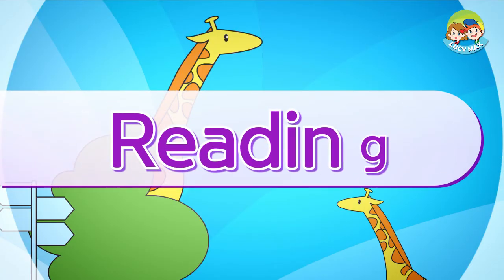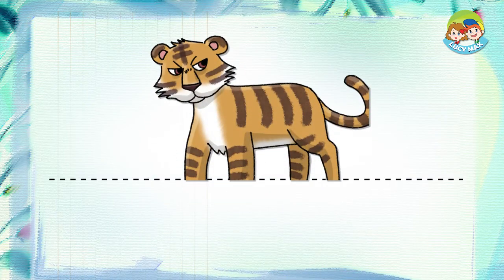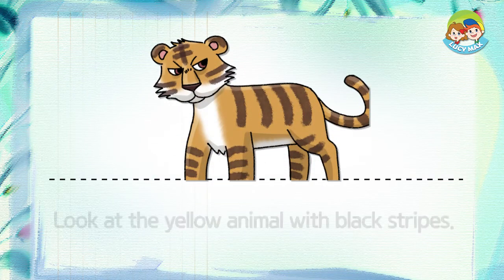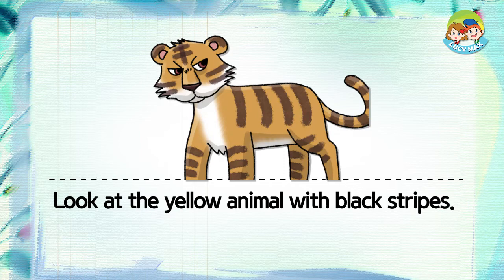Now you will read a story. After you read, you will take a quiz. Look at the yellow animal with black stripes. That's a tiger.